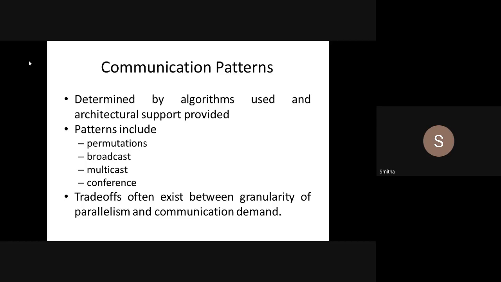Patterns include permutations, broadcast, multicast, and conference. These are different types of communication patterns. You have seen this in networks, right? What is broadcast, what is multicast, what is conference? Trade-offs often exist between granularity of parallelism and communication demand. Again, it is a function of both granularity of parallelism and communication demand.